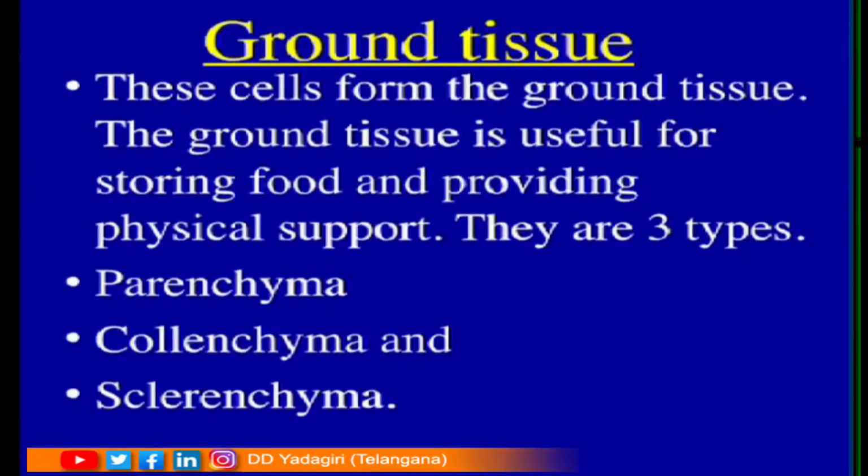Children, we will study the third type of tissue, that is the ground tissue. The cells of the ground tissue are useful for storing food and providing physical support. This ground tissue forms the bulk of the plant. That means, most part of the plant is filled with ground tissue. This ground tissue again has three types of cells. They are parenchyma, chlorenchyma and sclerenchyma.